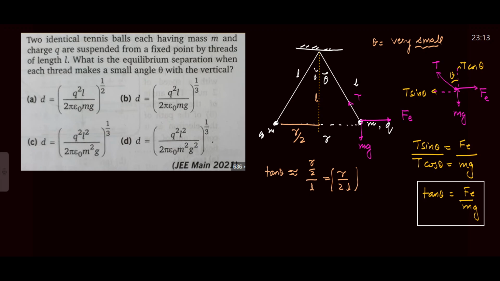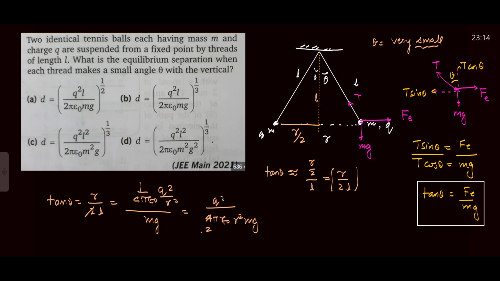Now using this tan theta and Fe we already know, and Mg we know, you will write here tan theta is equal to R by 2L is equal to Fe, which means 1 by 4 pi epsilon naught into Q square, separation is R square, divided by Mg. Or we can write more properly Q square upon 4 pi epsilon naught, R square into Mg, and on the left hand side there is a 2, this 2 will be cancelled.